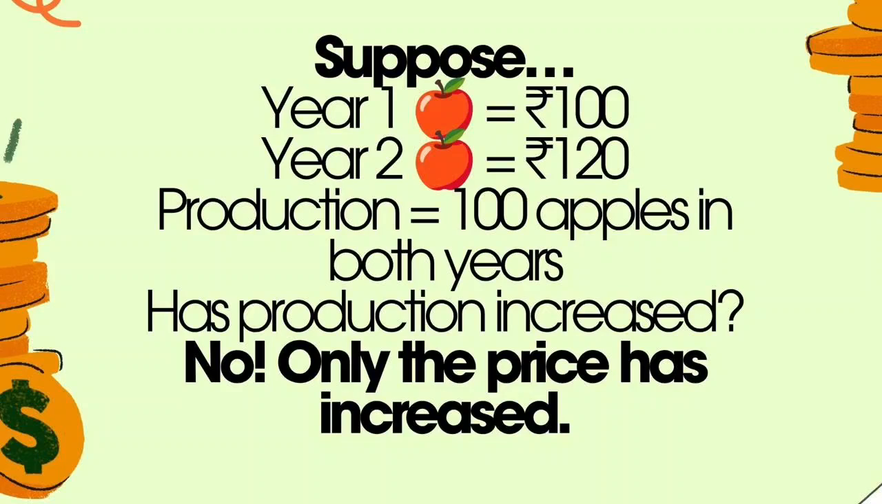Why do we need real GDP? Imagine a farmer produces 100 apples this year and 100 apples the next year. The quantity hasn't changed, but the price increases from 100 to 120. If we look at money value, GDP appears higher, but in reality production hasn't increased. That's why economists distinguish between nominal and real GDP.